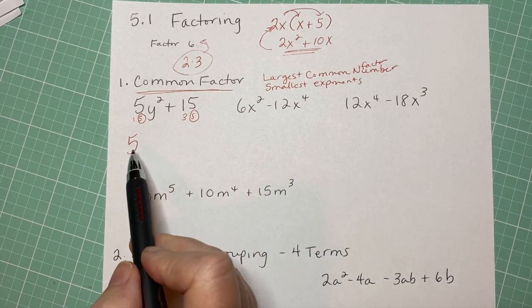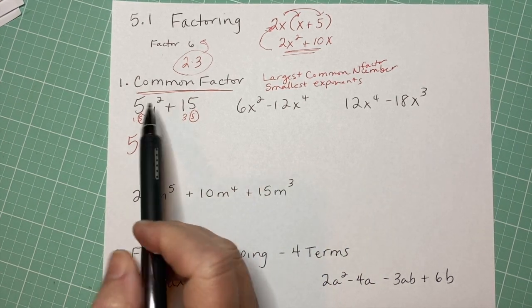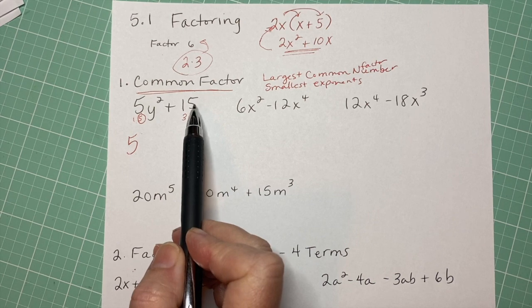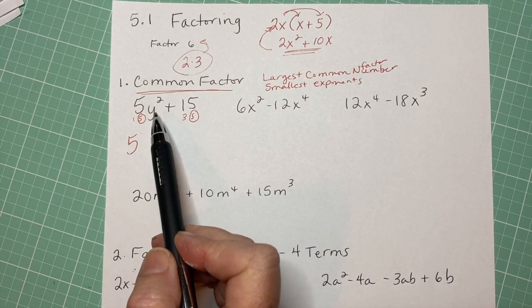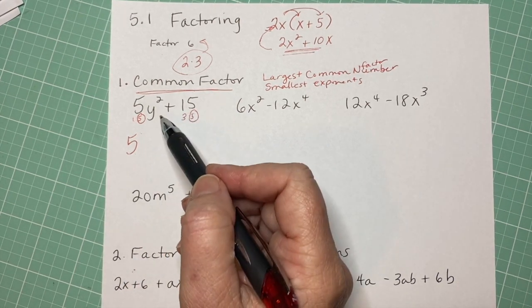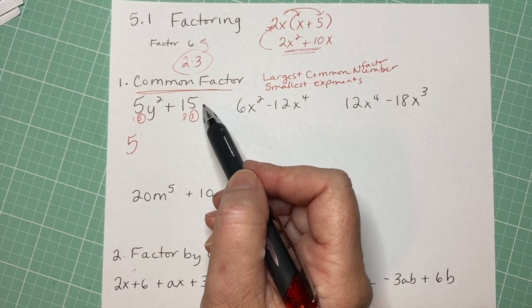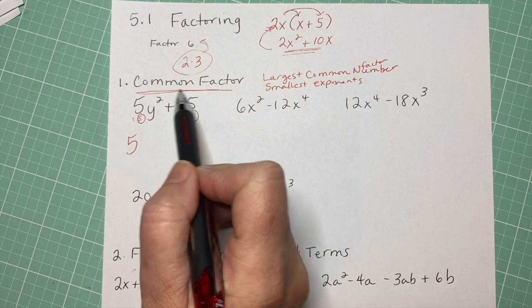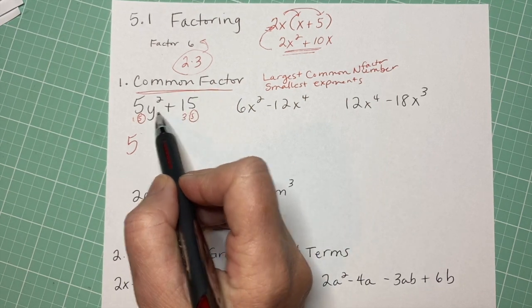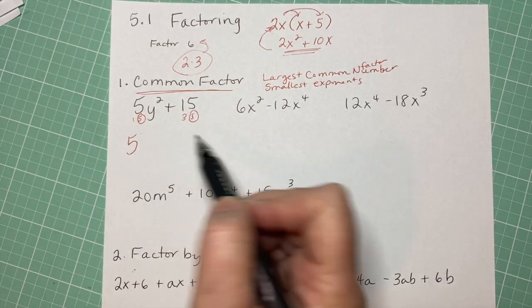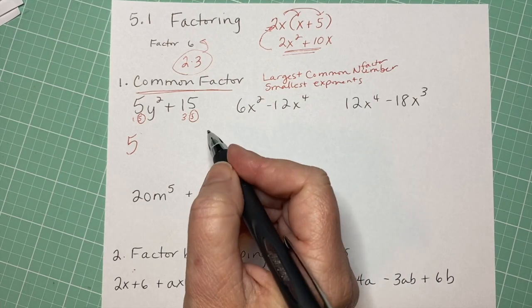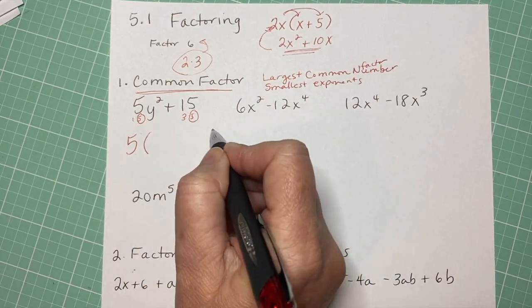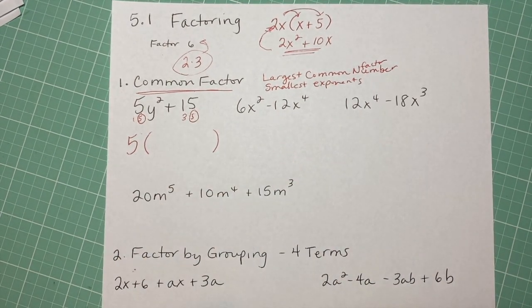So you want the largest factor, or the largest number that'll divide into both of the numbers. And then you look at your exponents and you want the smallest of the exponents. Well, this one, 15, doesn't have a y, so you can only take out things that they have in common. So if they don't both have a y, then you can't take a y out. So for this one, all we can factor out is a 5 as their common factor.